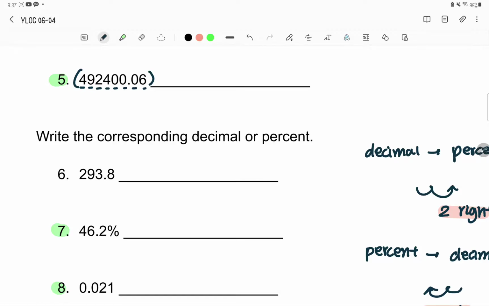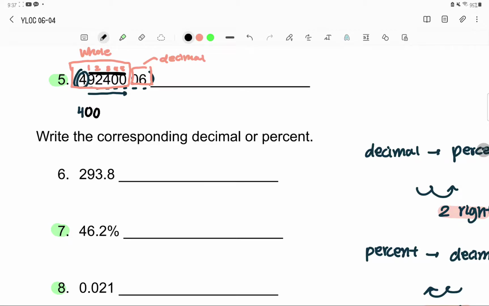The next step is to start off with the first digit and count the number of digits to its right. Starting with 4, we have 1, 2, 3, 4, 5. You don't count the decimal point. This part is the whole number, and this part is the decimal part. So 4, and we have 5 numbers to the right.